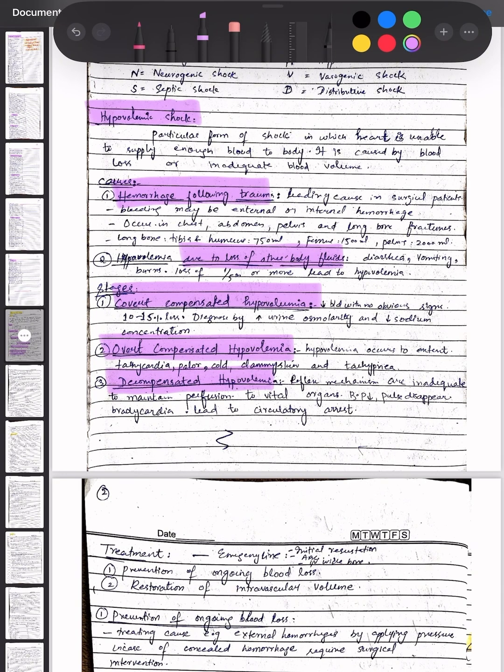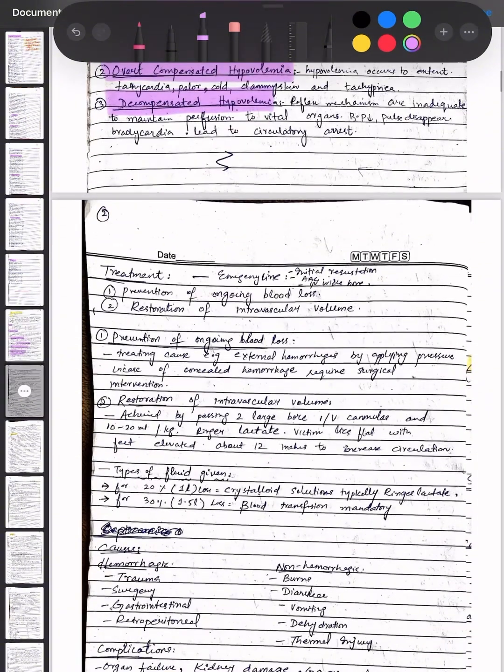The first stage is compensated volume hypovolemia, in which the blood volume is compensated in the body. Then the second stage is overcompensated volume hypovolemia, and the third stage is decompensated hypovolemia, in which the blood flow cannot be compensated. Now, what are the treatment options for the shock?